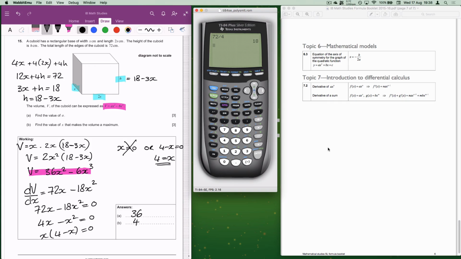So how do we know it's a maximum? Well, if we look at the gradient curve, dV by dx, it's a quadratic with a negative coefficient of x squared, which means the graph should look like this, giving us our highest point there. So that's how we know it's a maximum, because of the way the graph is constructed.